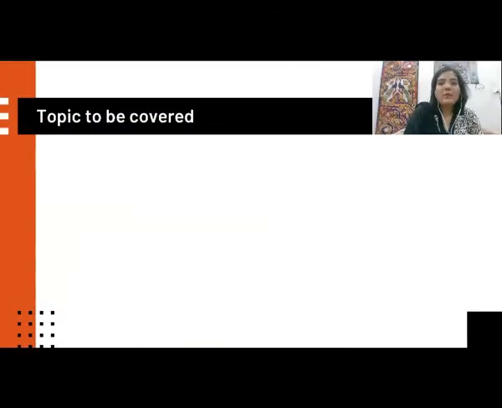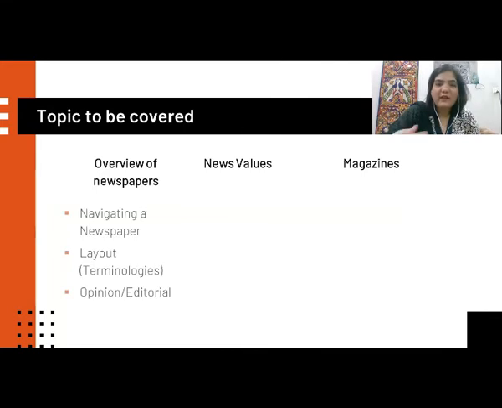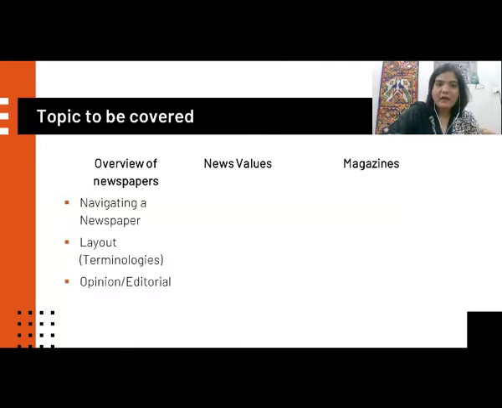First of all, the topics that we will cover include 3 main sections. The first section is going to be the overview of newspapers. Then we will discuss news values. And finally, we will discuss magazines. In the overview of newspapers section, there are 3 topics. First of all, we'll discuss the navigation of a newspaper. By navigation, I mean what is there on which page. So all the different pages or sections of the newspaper will be discussed here.